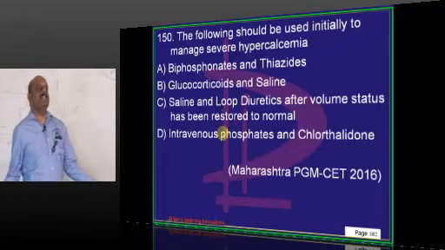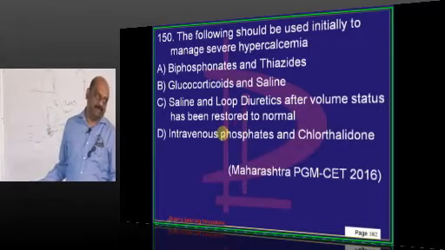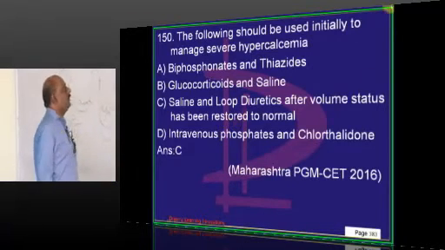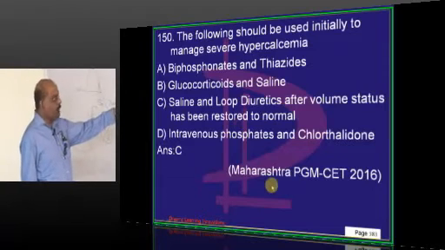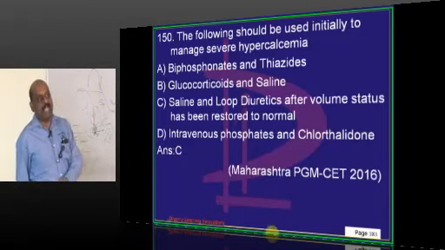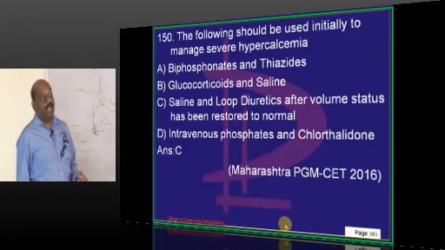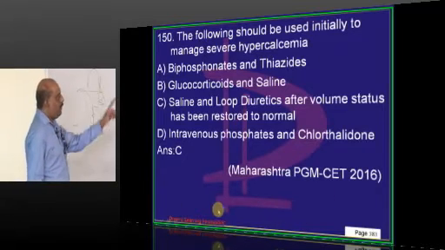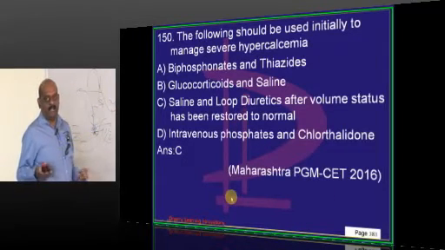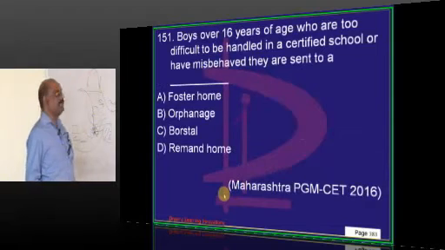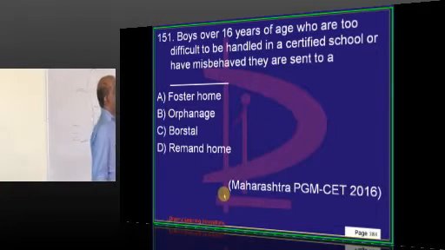Now hypercalcemia treatment, everybody is supposed to know. If you give saline and loop diuretics, loop diuretics make you lose calcium, while thiazide diuretics retain calcium in the body. So if you only give loop diuretics, he becomes dehydrated. So adding saline to that is considered the management of choice.